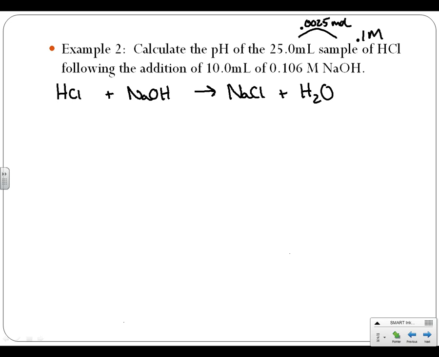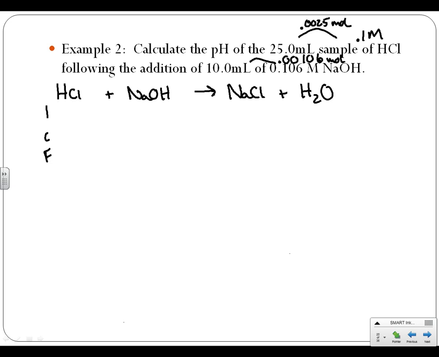And my base, I've got 10 mL of 0.106 M, which if I put that into moles gives me 0.00106 moles of NaOH. Now my ICE tables, we're going to set it up. I call it ICF, but you can call it ICE if that makes more sense to you. We need concentrations because pH is a measure of hydrogen ions. So I need this in concentrations.